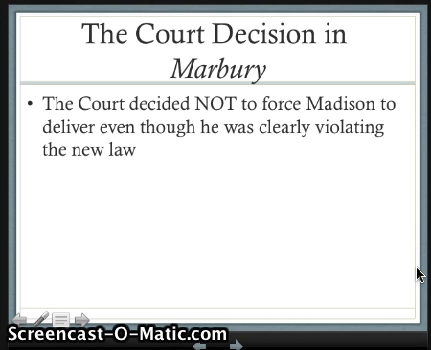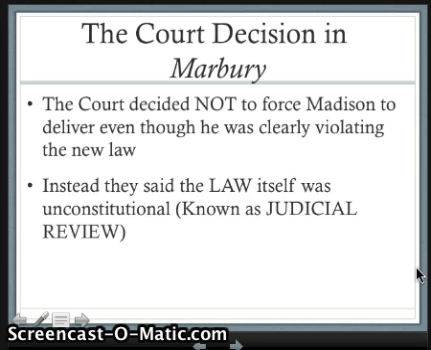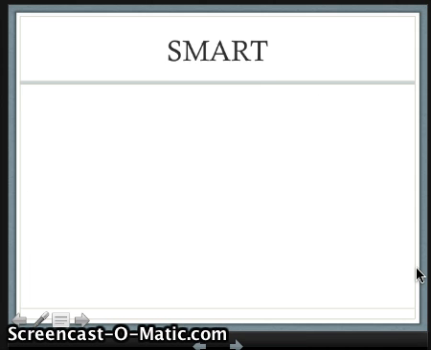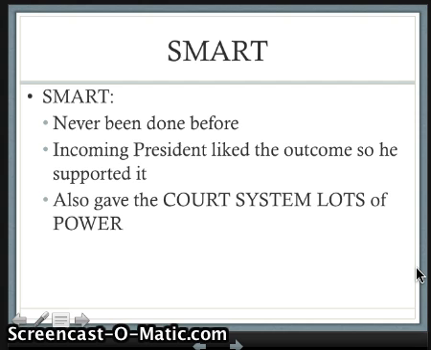The court decided not to force the president to deliver, even though he was clearly violating the new law. Instead, they said the law itself was unconstitutional, and they called this judicial review. Now this was smart. It was smart because it had never been done before, where they declared a law unconstitutional. The incoming president liked the outcome, so he went ahead and supported it, and at the same time, it gave the court system a lot of power.